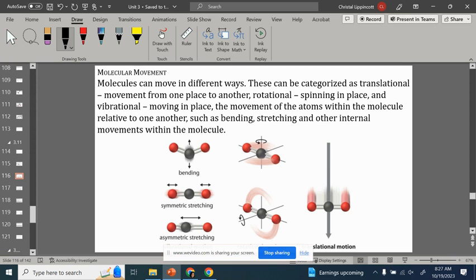Molecular movement then. Molecules move different ways when they're exposed to this radiation. You can have bending of the molecule. You can have it stretch.